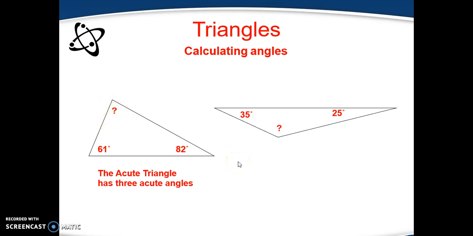Now let's look at the next triangle. This is a scalene triangle. What that means is all the lengths are different sizes, so therefore the angles are going to be different sizes. But unlike the acute triangle, you've got two acute angles and one obtuse angle. So how do you work it out? Again, if you add the 25 to the 35, that gives you 60. Take 60 away from 180, and that tells you that this angle here is 120 degrees.